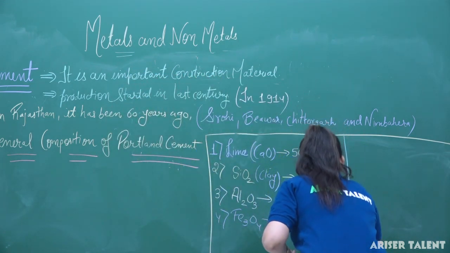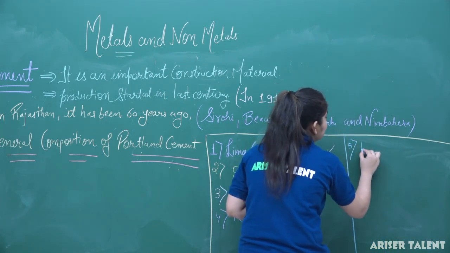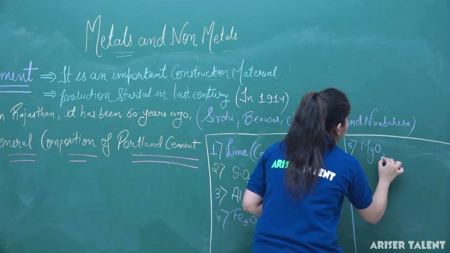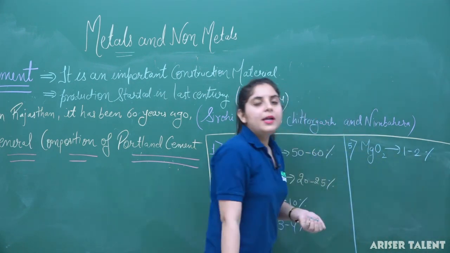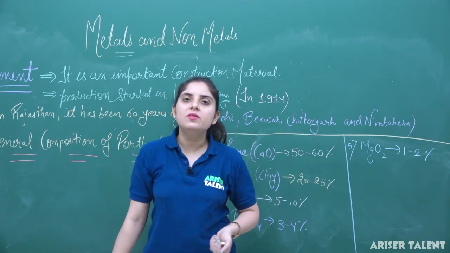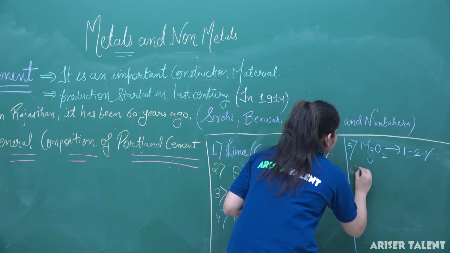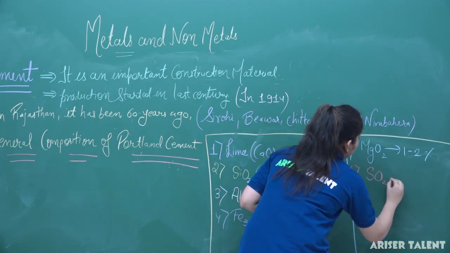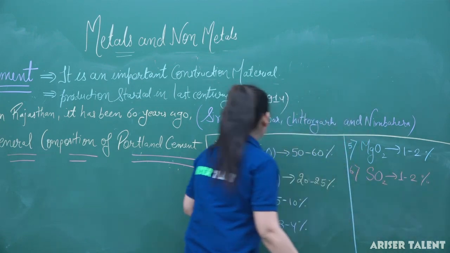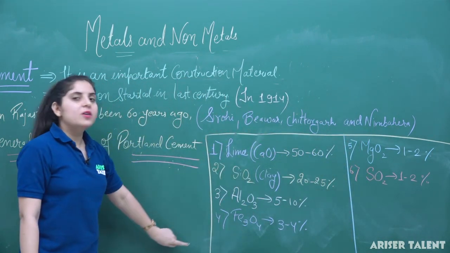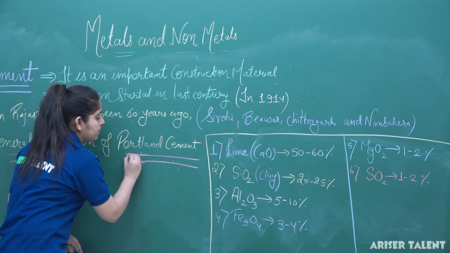The fifth compound of the Portland cement is magnesium oxide in the composition of 1 to 2%. It also consists of some amount of sulfur dioxide, and the composition of sulfur dioxide is again 1 to 2%. So this is the general composition we have discussed, and this composition is of the Portland cement.